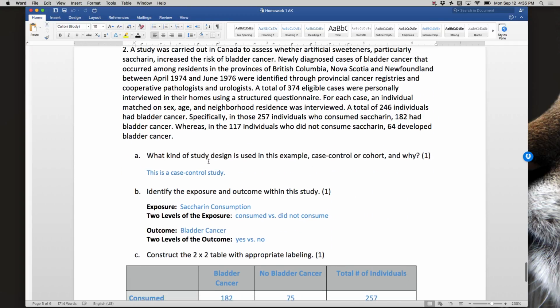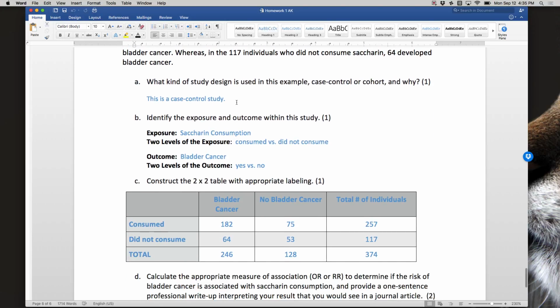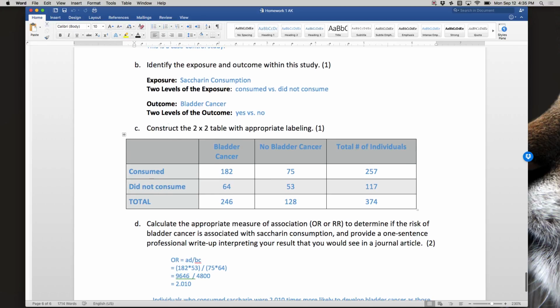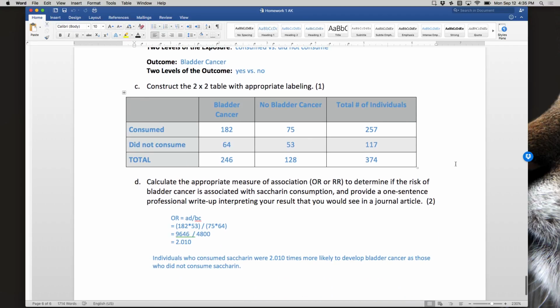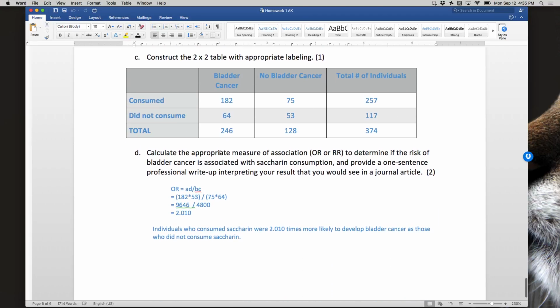Then number 2 for that last part, it's a case control study. The exposure was the saccharin consumption. Consumed versus did not consume was the 2 levels. And then the outcome was bladder cancer. Did they get it or not? And then you fill in the table from that scenario at the top. And then we have the odds ratio calculation down here.